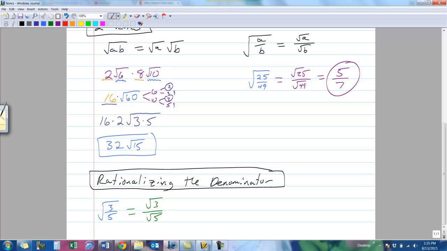So, in order to fix that, we've got to get this root 5 out. Root 3 is fine. The numerator is fine to have a radical. It's the denominator that's not allowed to have one. So what we're going to do is get this so that it's not a radical.